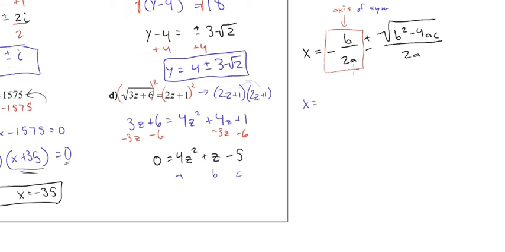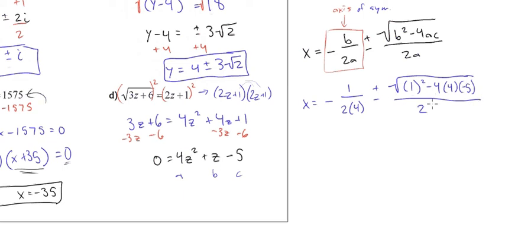So x is equal to negative b, and b is 1. So negative b over 2 times a, which is 4, plus or minus the square root of b squared, so 1 squared, minus 4 times a times c. Now a is 4 and c is negative 5. This is also over 2 times a, which is 2 times 4.